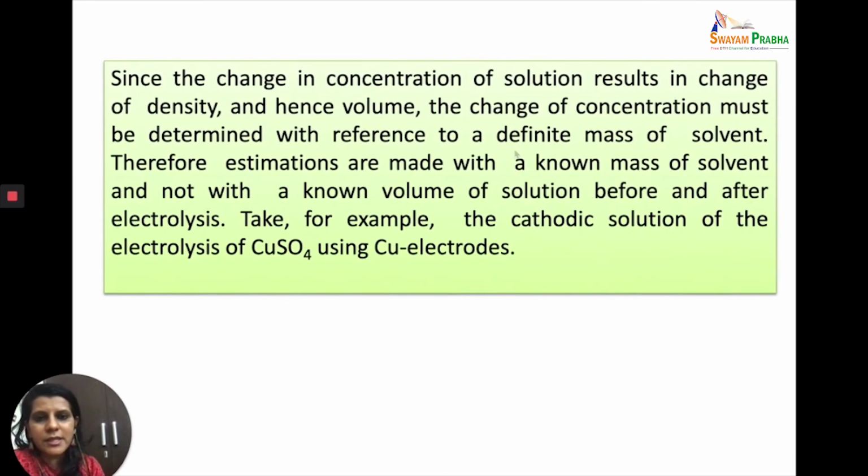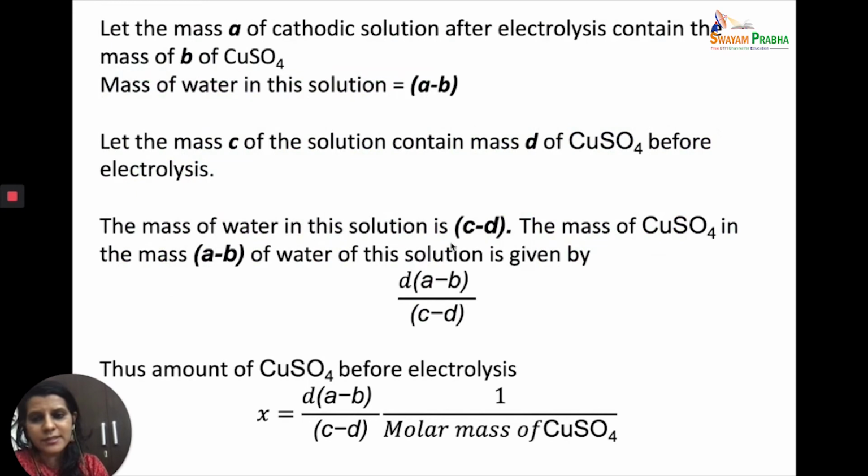Now let's see how we study the concentration changes in Hittorf's experimental setup. Since the changes in the concentration of the solution result in changes in the density and volume, the change of concentration must be determined with reference to a definite mass of the solvent. Therefore, estimations have to be made with respect to a known mass of the solvent and not with a known volume of the solution. And this has to be done before and after the electrolysis.